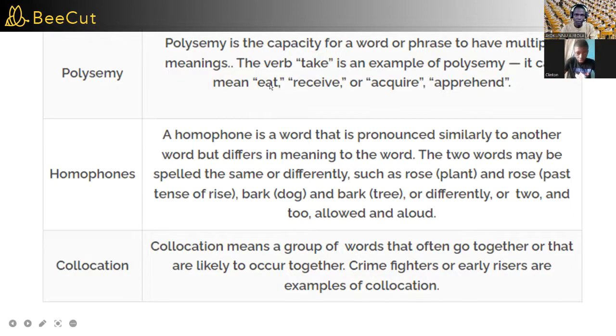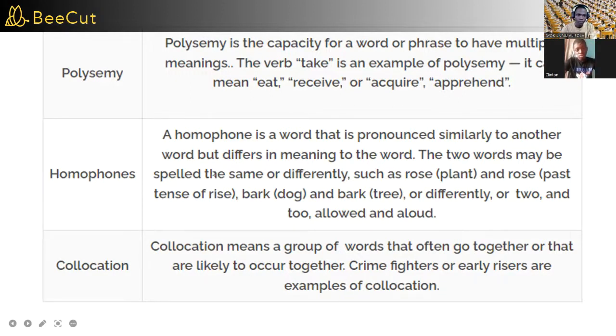So to take something may be to eat it, or to receive it, to acquire, or to pick up something. So when a word has multiple meanings, like the word start can also mean commence, can also mean begin. Yeah, so that is polysemy.